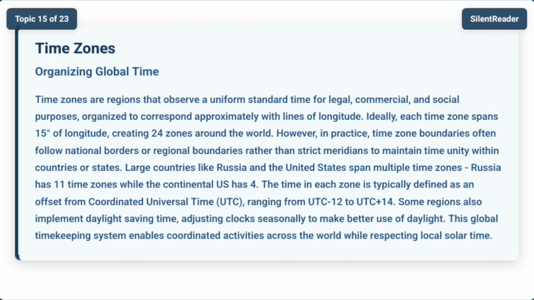Large countries like Russia and the United States span multiple time zones. Russia has 11 time zones while the continental US has 4. The time in each zone is typically defined as an offset from Coordinated Universal Time (UTC), ranging from UTC minus 12 to UTC plus 14. Some regions also implement daylight saving time, adjusting clocks seasonally to make better use of daylight. This global timekeeping system enables coordinated activities across the world while respecting local solar time.